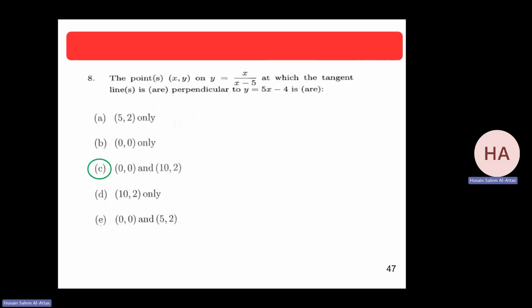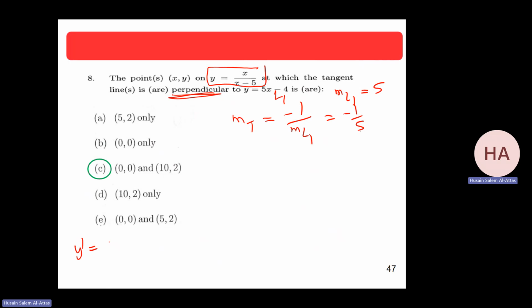The points at which the tangent line is perpendicular. In this case, this is perpendicular. So this is L1. So the m tangent is minus 1 over m L1. What is m L1? It is 5. So it will be minus 1 over 5. I'll do the same. Now find the derivative of this. What is y prime? I need to find the derivative of this, make it equal to minus 1 over 5, try to find the point.